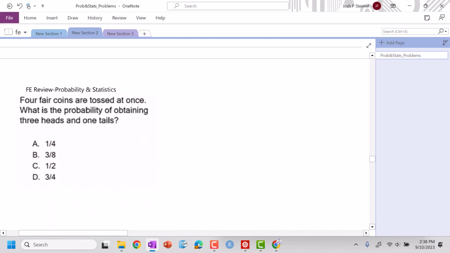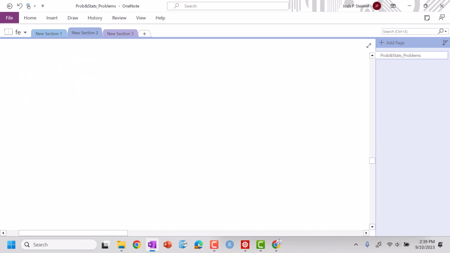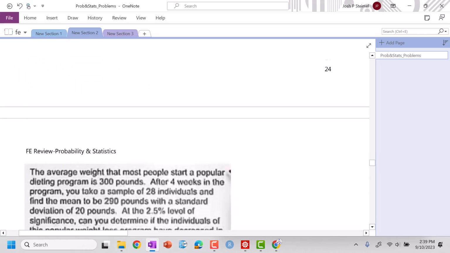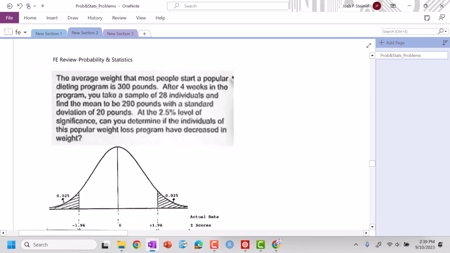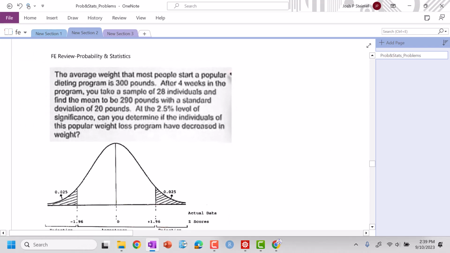4 fair coins are tossed at once. What is the probability of obtaining 3 heads and 1 tail? So this is where you're going to have to look at some permutation values as well. But instead of this one, let's move on. We've done enough of these. Let's see.